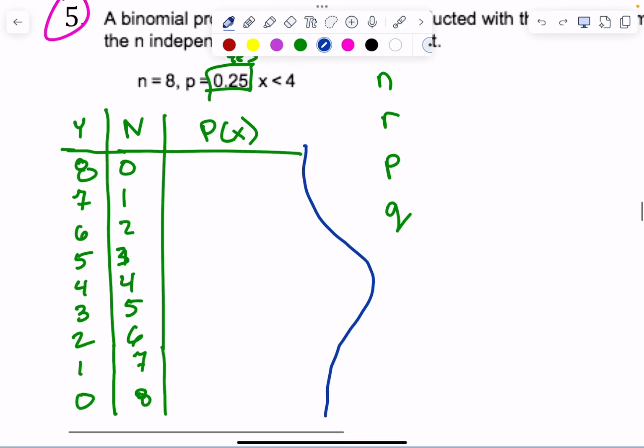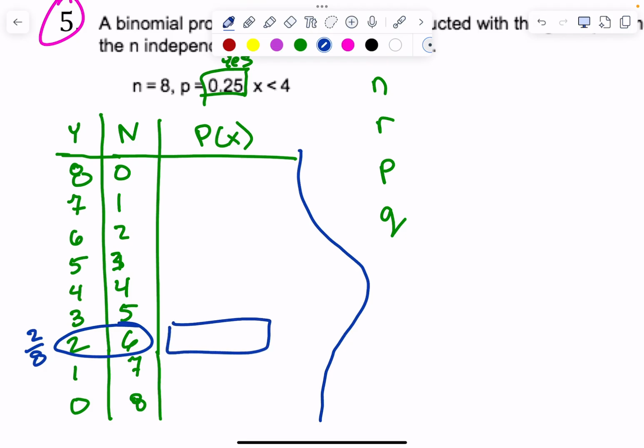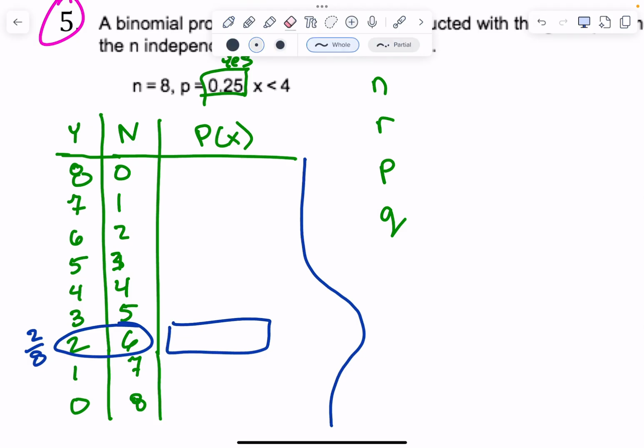0.25 is my P, the probability of yes. 2-6 probably, right? This would be a 2 out of 8, and that's going to have the highest probability. This one's going to be the highest one. So my bell curve is not going to look like a normal bell curve. It's going to be skewed a little bit to the right, or technically left skewed because it's opposite, right?